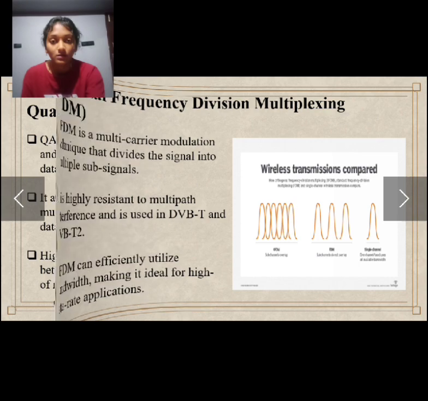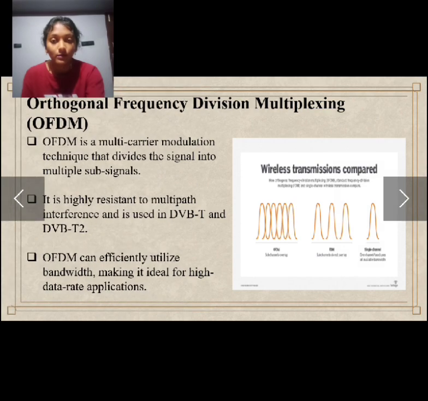The next is orthogonal frequency division multiplexing, or OFDM. It is a multi-carrier modulation technique that divides the signal into multiple sub-signals. It is highly resistant to multipath interference and is used in DVB-T and DVB-T2. OFDM can efficiently utilize bandwidth, making it ideal for high data rate applications.